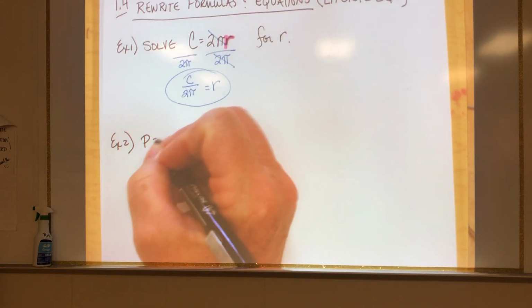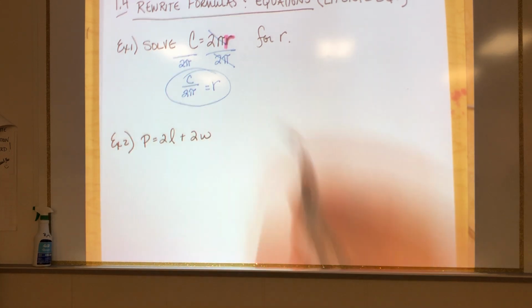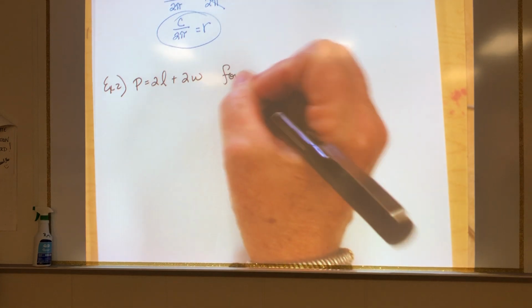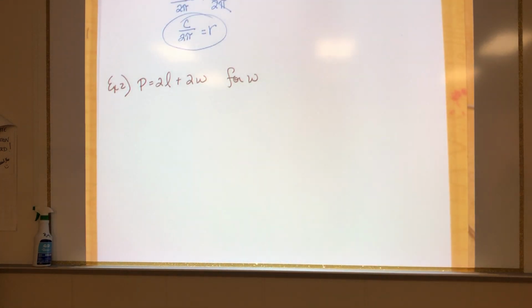P is equal to 2L plus 2W. What's that the formula for? Perimeter of a rectangle. 2 times the length plus 2 times the width. And we're going to solve for W. All right, so sometimes kids get messed up here because they're like, what? I don't even know what to do. So what would be the first thing I might do?